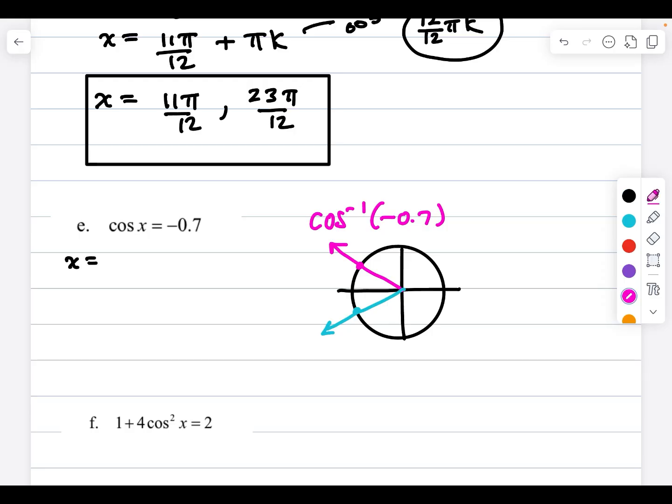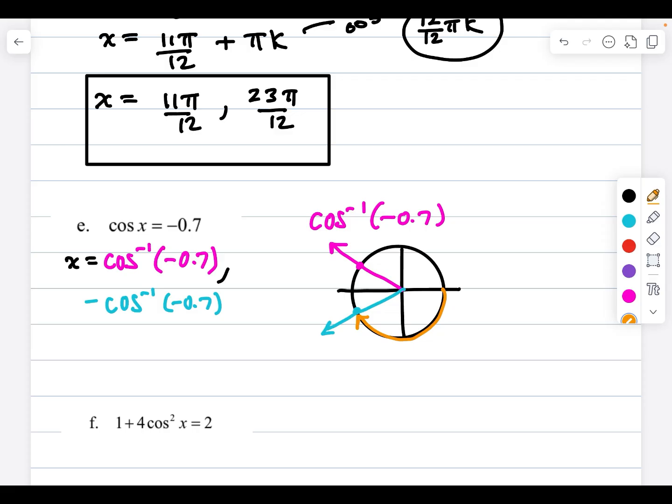See how the outputs of arc cosine of x are 0 to pi? Arc cosine of x cannot output a negative. So I know for sure that this angle in pink is between 0 and pi, because arc cosine has to output an angle between 0 and pi. So that is one of our solutions. Now, that's the angle in pink.